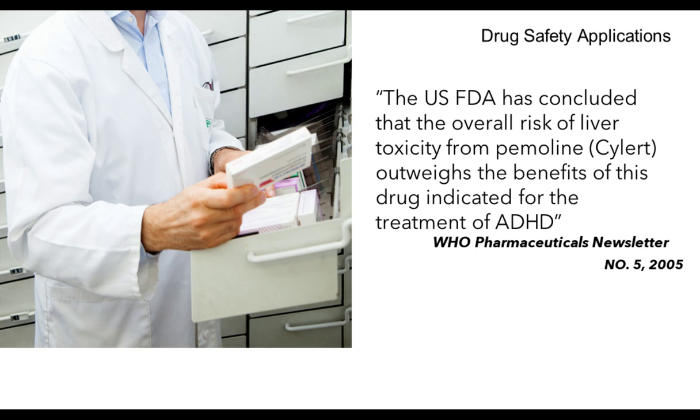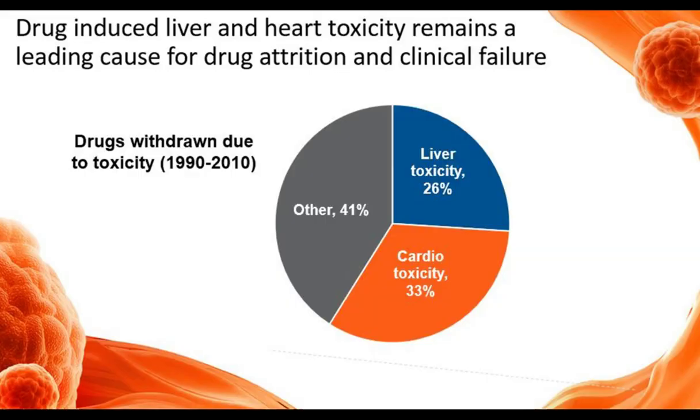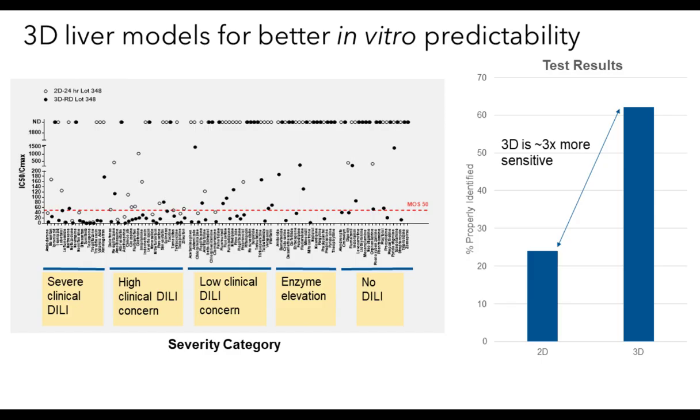And then finally, in the last few slides, there is the area of can you start to have predictive metabolic toxicology. And the US FDA has concluded that liver toxicity is a major issue, particularly in terms of some of the treatments of compounds, for example, with ADHD. And in fact, if you look on this slide, the number of drugs that are withdrawn due to toxicity, where they induce liver and heart failure, it's a leading cause for drug attrition and failure in the clinic.